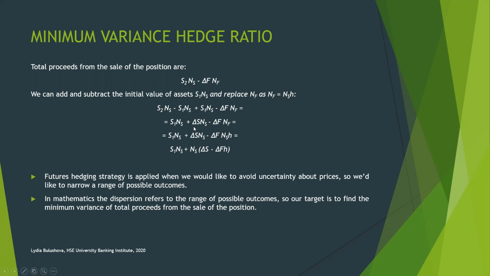So we make it: asset price difference multiplied by number of assets, futures price difference multiplied by number of units of futures, expressed as number of assets multiplied by hedge ratio. Is that the same? So what do we have here? We have this. Okay, just remember this line and we'll go forward.